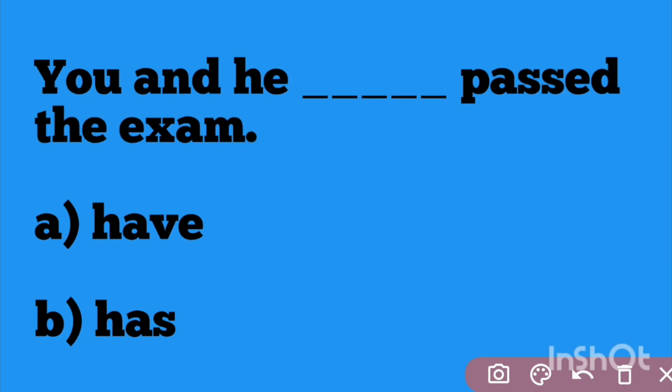Next question: you and he blank space passed the exam. Friends, here passed is the third form of the verb, the past participle form. So obviously before that we have to use an auxiliary verb. That means whether we use have or has, that will be the auxiliary verb. And whenever we choose the verb, first of all we have to think about the subject. Here the subject is you and he. You know, my dear friends, you is the second person and he is the third person.